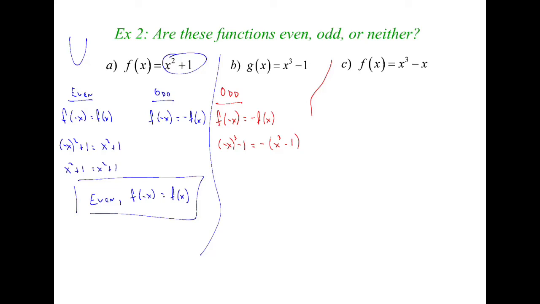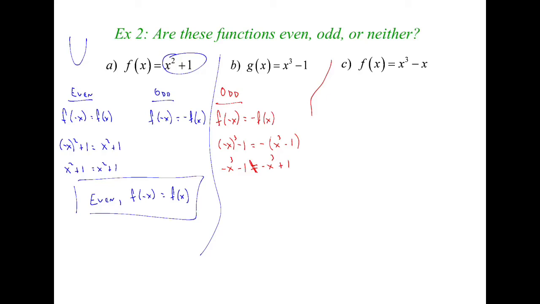So on the left side, if you take negative x and cube it, you still get negative x cubed. So that's negative x cubed minus 1. On the right side, when you distribute the negative, you get negative x cubed, but you get a plus 1 instead of a minus 1. So these are not equal. So it is not an odd function.